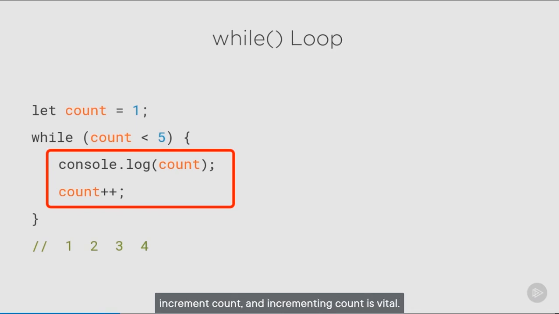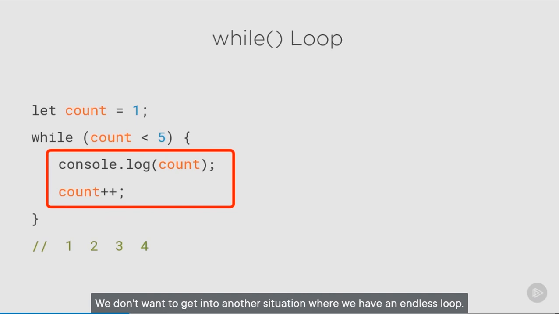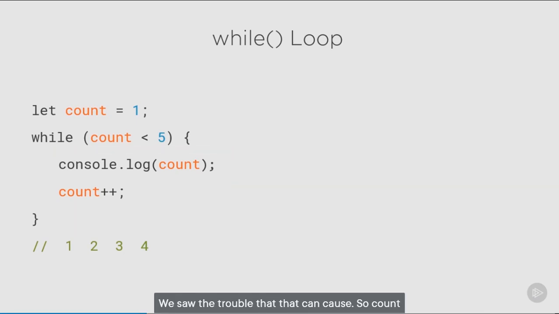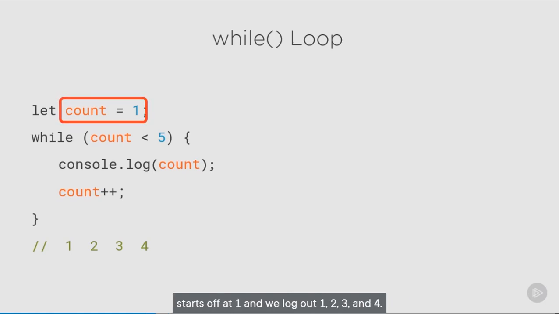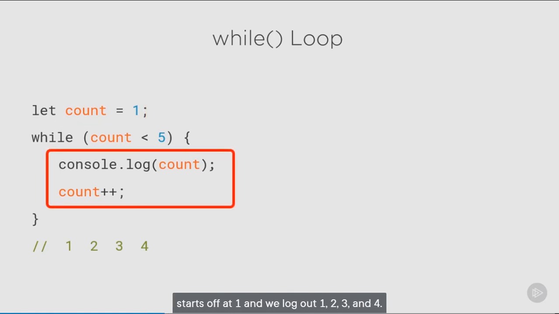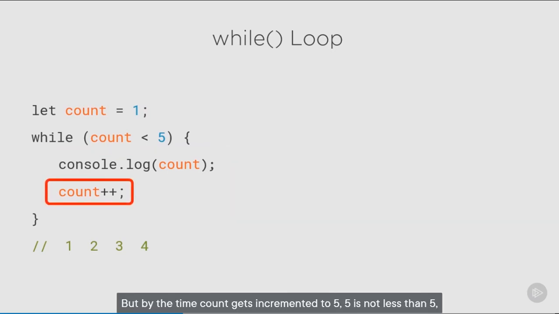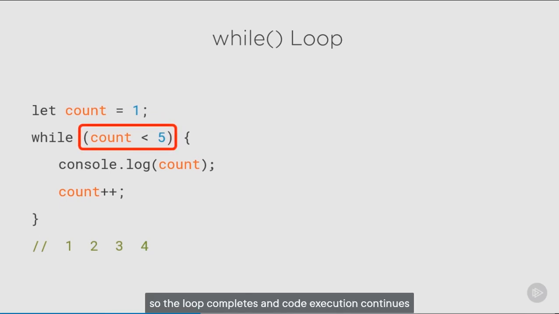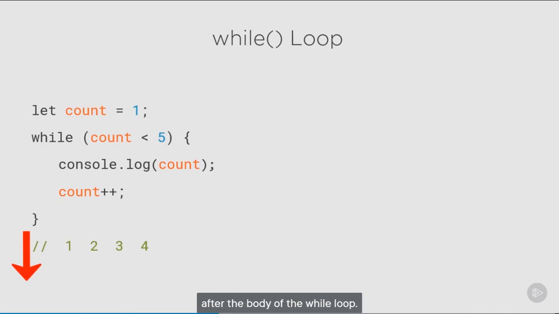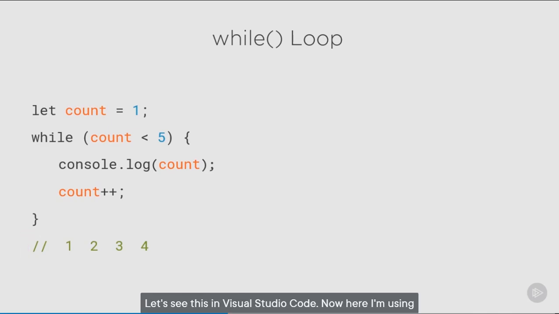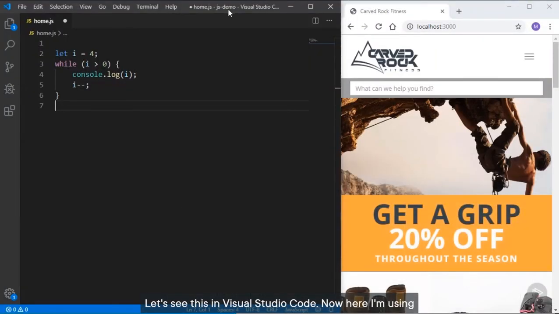And incrementing count is vital. We don't want to get into another situation where we have an endless loop. We saw the trouble that can cause. So count starts off at 1 and we log out 1, 2, 3, and 4. But by the time count gets incremented to 5, 5 is not less than 5. So the loop completes and code execution continues after the body of the while loop. Let's see this in Visual Studio Code.